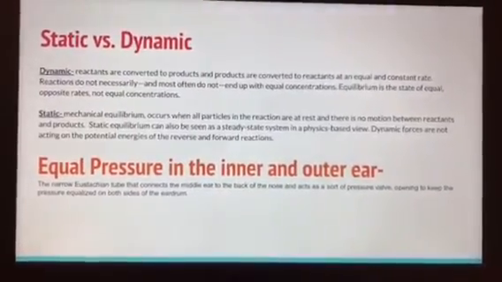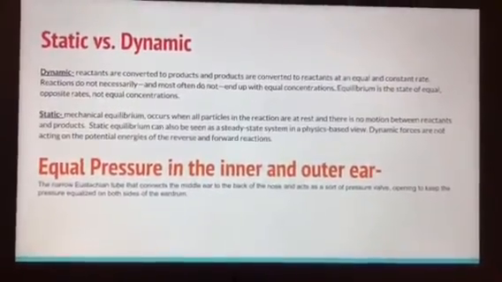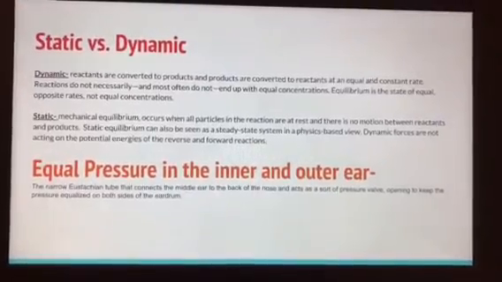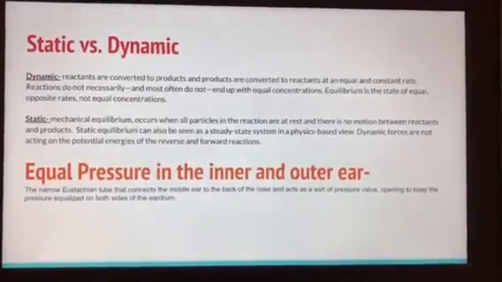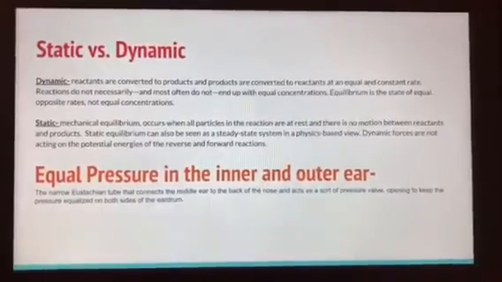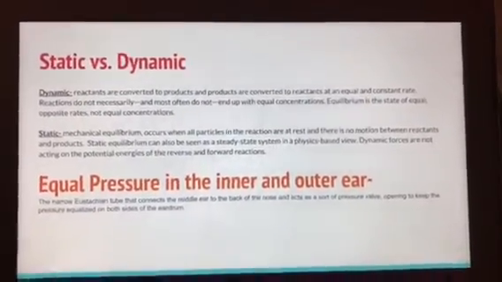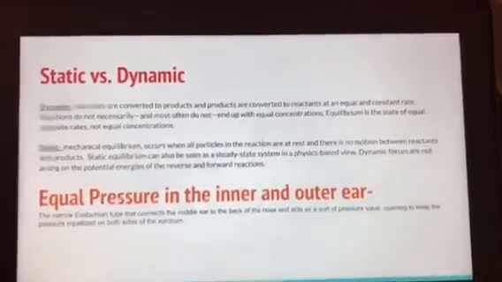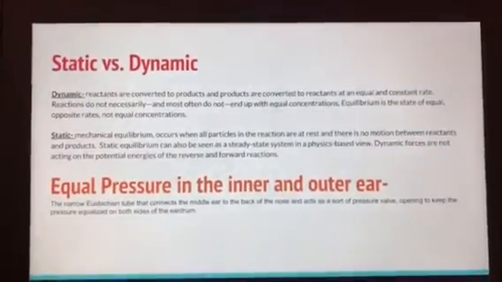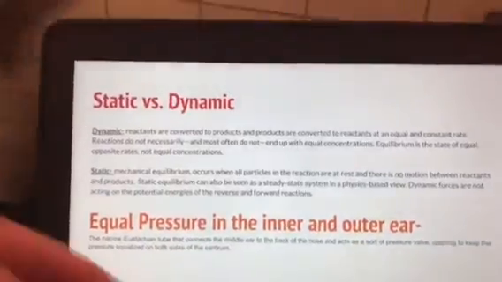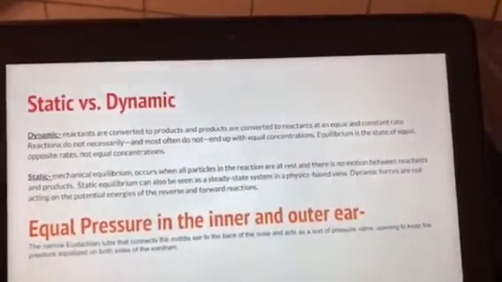To achieve equal pressure in the inner and outer ear, the narrow Eustachian tube that connects the middle ear to the back of the nose acts to equalize the pressure. It acts as a pressure valve. Its job is to keep the pressure equalized on both sides of the eardrum.